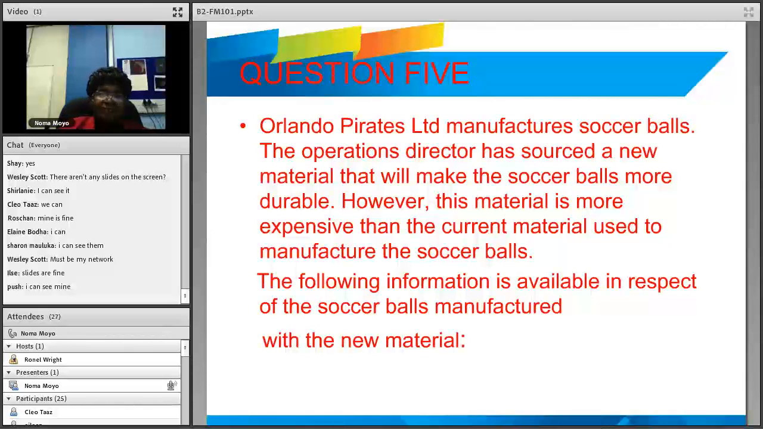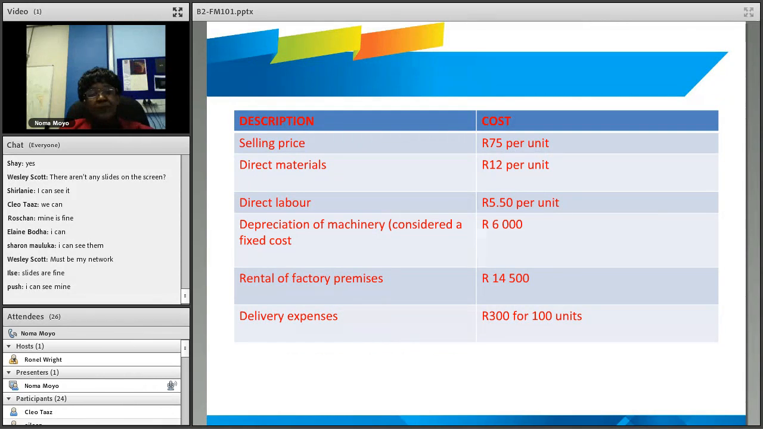Let's look at this. Orlando Pirates Limited, that's a question that's related to that. It manufactures soccer balls. The operations director has sourced a new material that will make the soccer balls more durable. However, this material is more expensive than the current material used to manufacture the soccer balls. The following information is available in respect of the soccer balls manufactured with the new material.